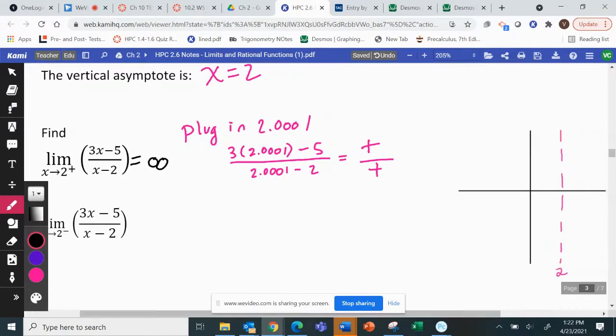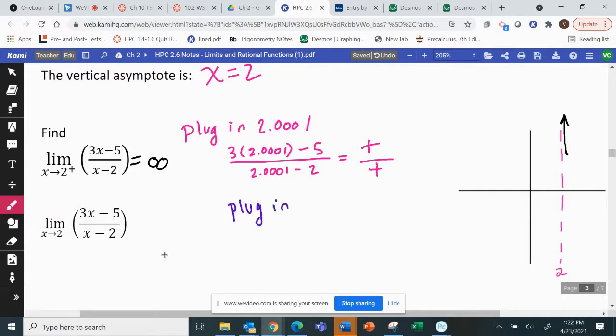So in my graph, when I find more information, I'll be able to have more of a graph. But in my graph, I know for sure that on the right, the graph is approaching positive infinity for the y. You see where I drew it on the graph? In black? And we're going to do the same thing for the limit as x approaches 2, but from the left. So let's plug in 1.999. So 3 times 1.999 minus 5 over 1.999 minus 2.